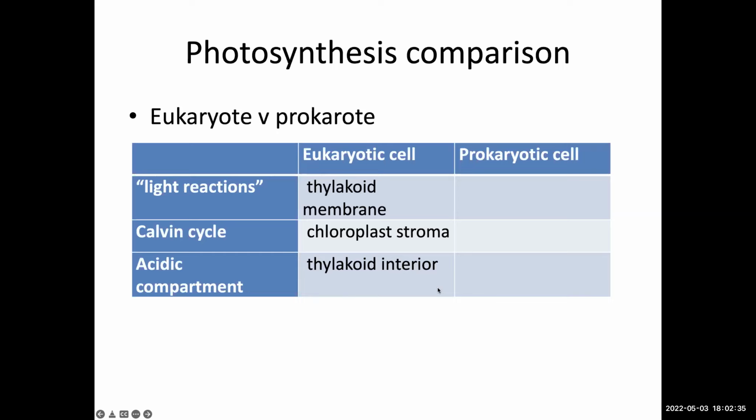Thylakoids are little pouches. So where do these equivalent things happen in prokaryotes is a question, right? Because prokaryotes can do all this stuff, but they don't have any of these structures. They don't have a thylakoid membrane. They don't have a stroma because they don't have chloroplasts. So if the light reactions have to take place in a membrane, where in the prokaryotic cell are they happening? Nikki.